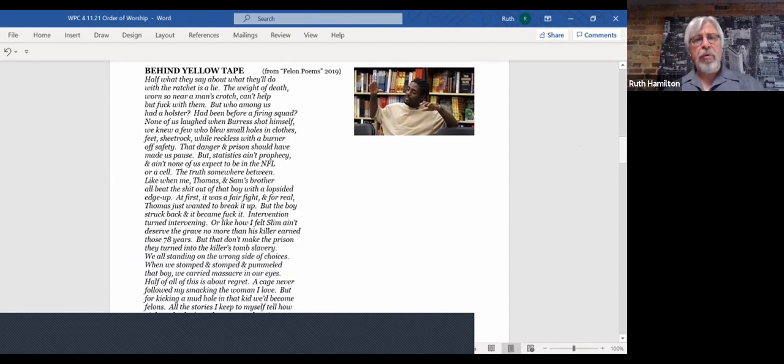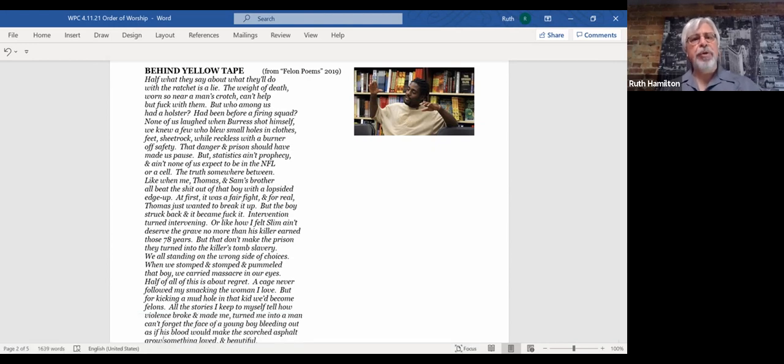And I have to apologize for the bad language in this, but you know, the world is using bad language and we need to kind of wade our way through that. This poem, Behind Yellow Tape, from his new collection of poems called Felon Poems.